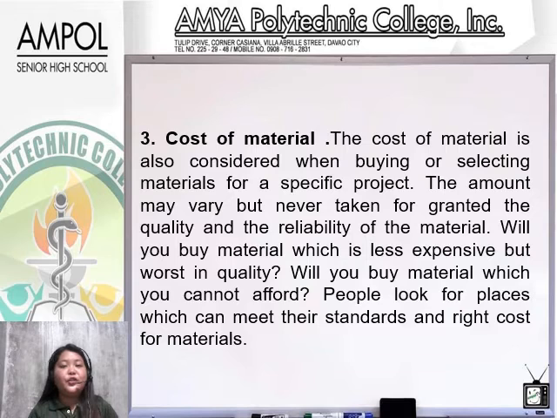And then the third one is what we call the cost of material. So as what I have said a while ago, it doesn't matter if it's cheaper or expensive, all right? But you have to make sure of the quality of the material. So when you say cost of material, this is considered also when you are going to buy or select materials for a specific project, for example, a printing machine. You have to make sure that the quality is good.